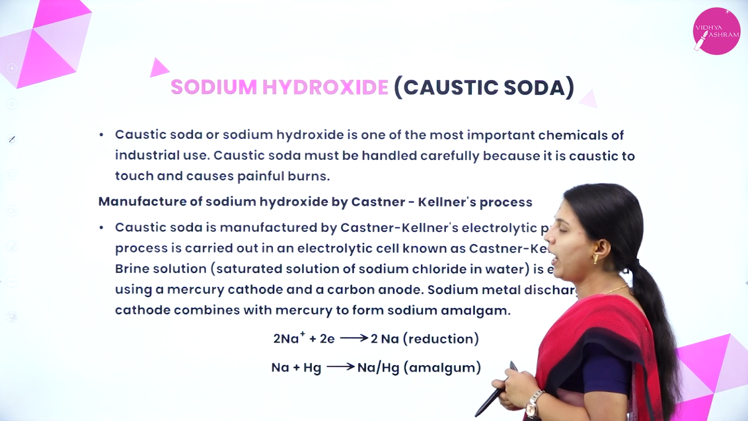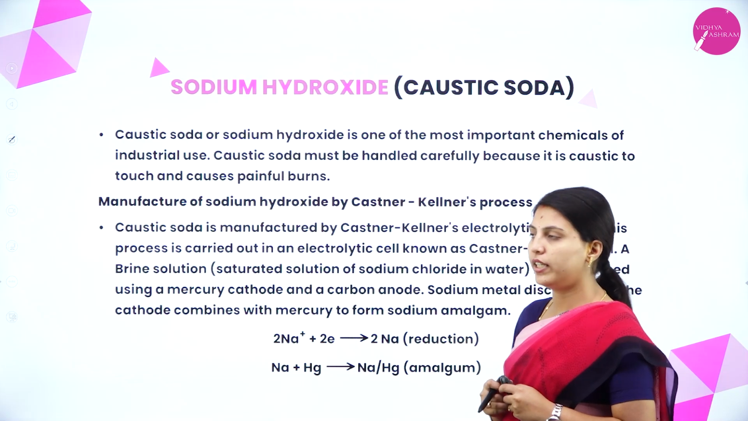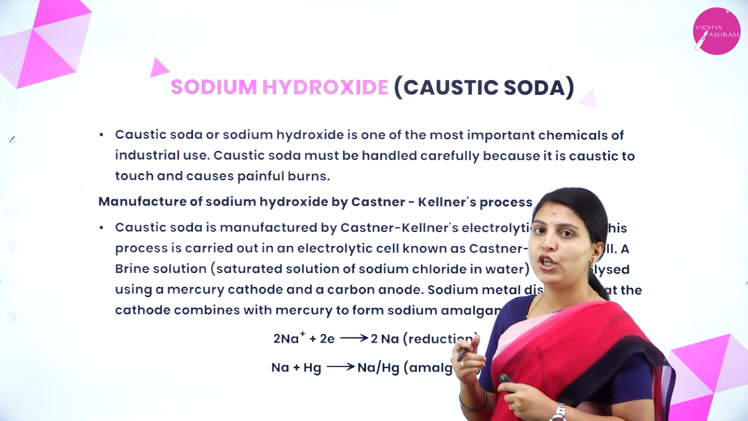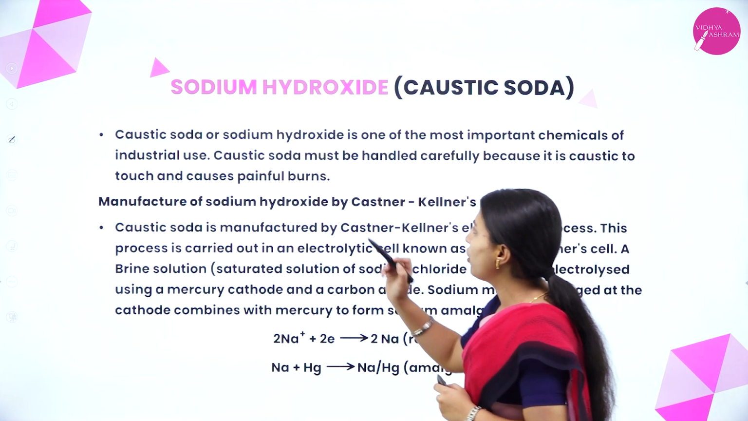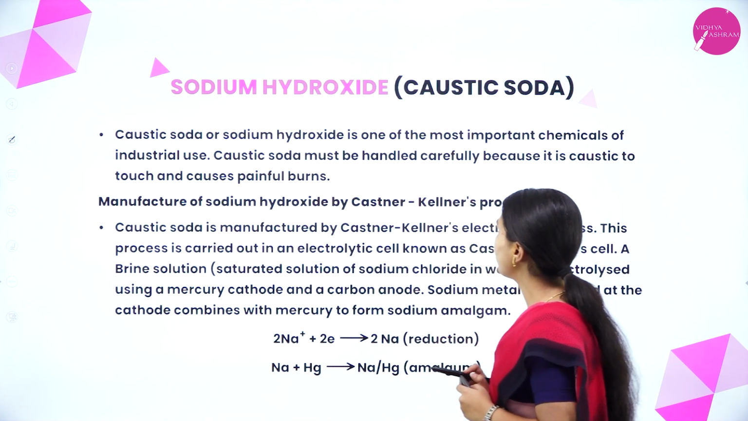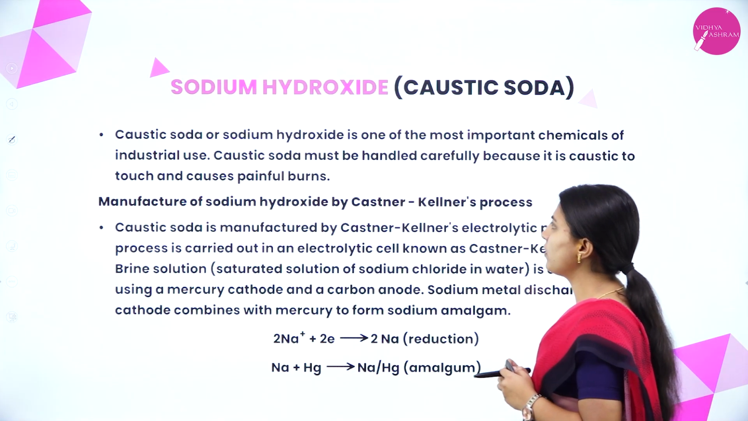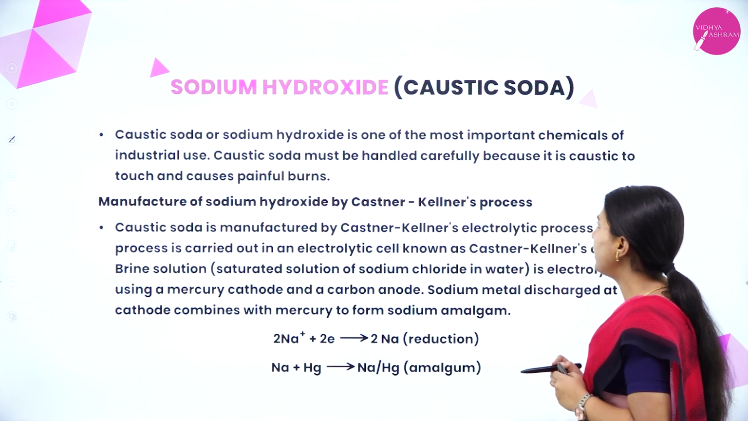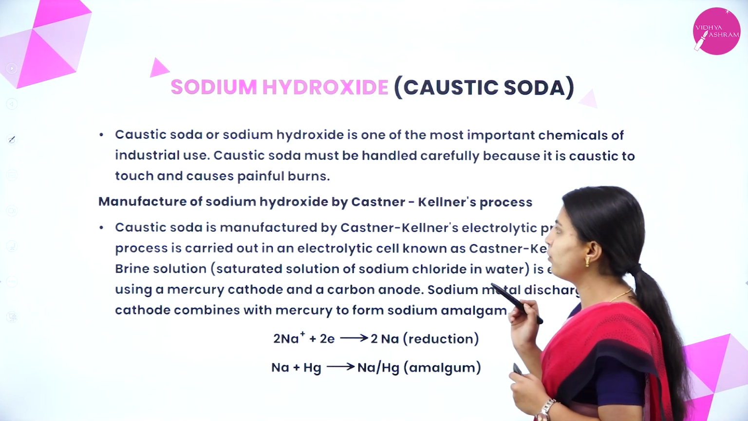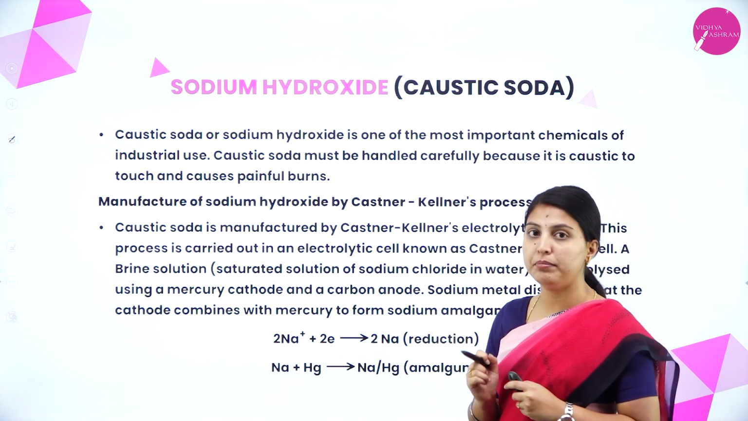Next, sodium hydroxide, which is called caustic soda, and it is a strong base. We know that. How it is prepared, we will see. Caustic soda or sodium hydroxide is one of the most important chemicals of industrial use. Caustic soda must be handled carefully because it is caustic to touch and causes painful burns.